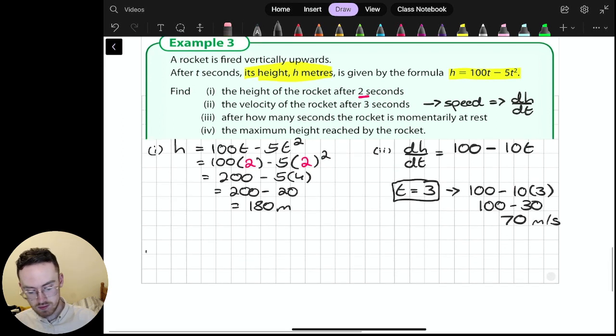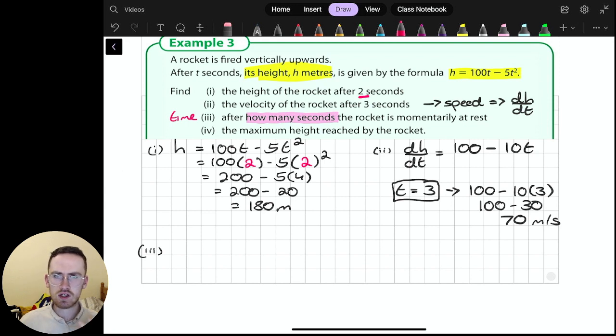For the third part, we're asked to find after how many seconds. Okay, first of all, after how many seconds, we are looking for a time. So they've asked after how many seconds, we're looking for a value of t. The rocket is momentarily at rest. We should remember that momentarily at rest means speed is 0. So speed or velocity, same thing, speed is 0.